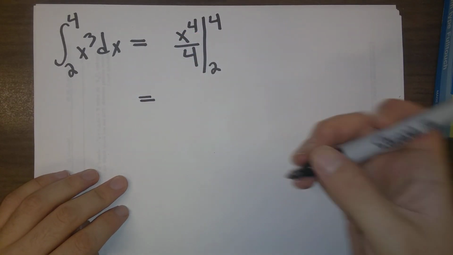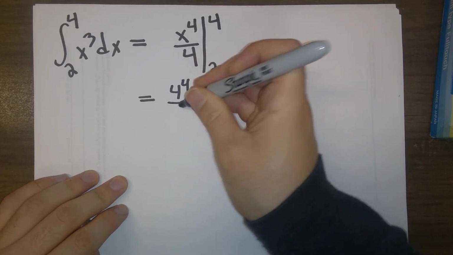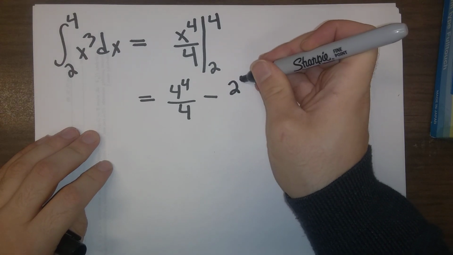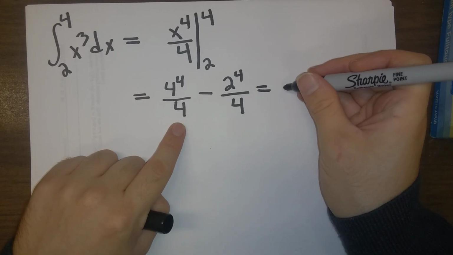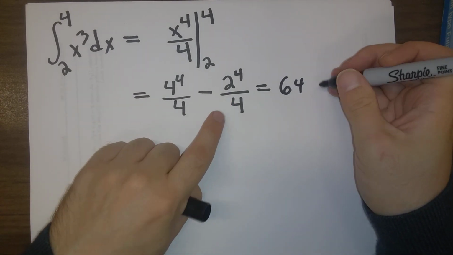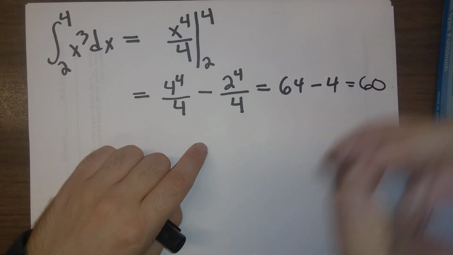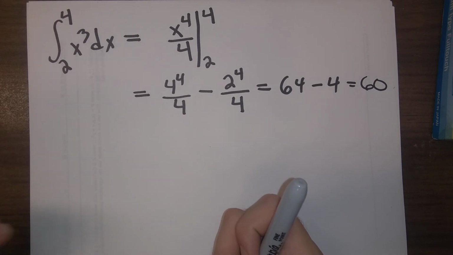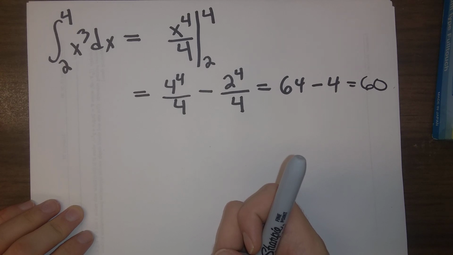So let's go ahead and substitute in x is 4. So 4 to the 4th divided by 4. Substitute in x is 2. 2 to the 4th divided by 4. And so this is 64. This is 16 divided by 4 is 4. So our answer here is 60. So that's one example of using the fundamental theorem of calculus to calculate a definite integral.